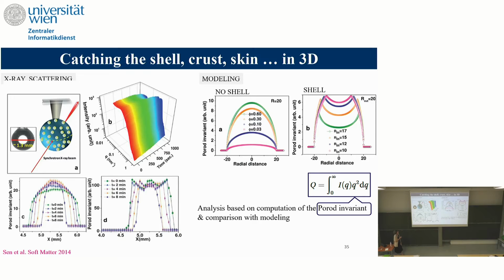What they compute is what is called a Porod invariant. It's not very important, and I don't know exactly why they compute this, but they compute this. This is the integral of the scattered intensity at a given wave vector times q squared, where q is the wave vector, and you integrate from 0 to infinity, meaning over the q range you can measure. So you multiply by q squared and you get the integral. And you have this kind of experimental data.